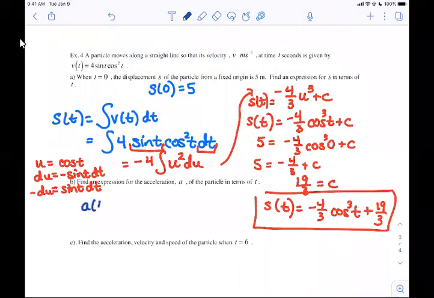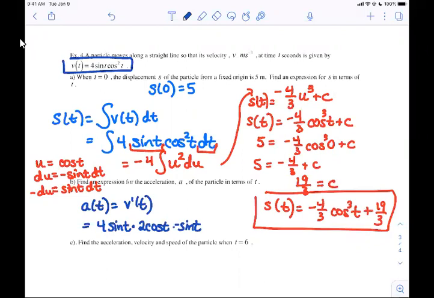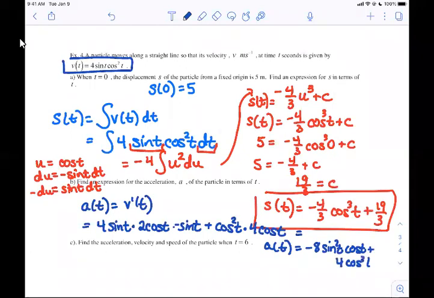Okay, so now if I want to find acceleration, acceleration is the derivative of velocity. So I come back up here and I've got to do the product rule. I'm going to take the first times the derivative of the second. So that's 2 cosine t times negative sine t, that's the chain rule, plus the second times the derivative of the second, which is 4 cosine t. Let me tidy that one up. So I have -8 sine squared t cosine t plus 4 cosine cubed t.